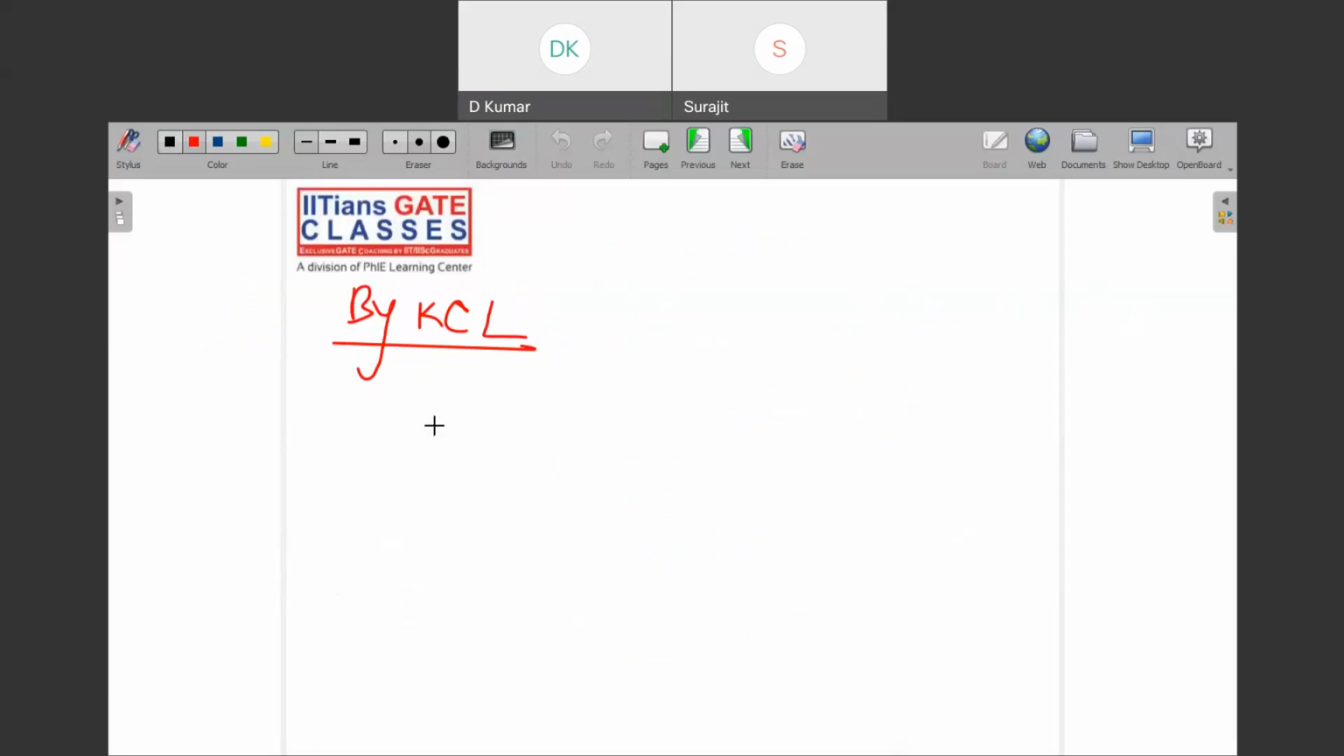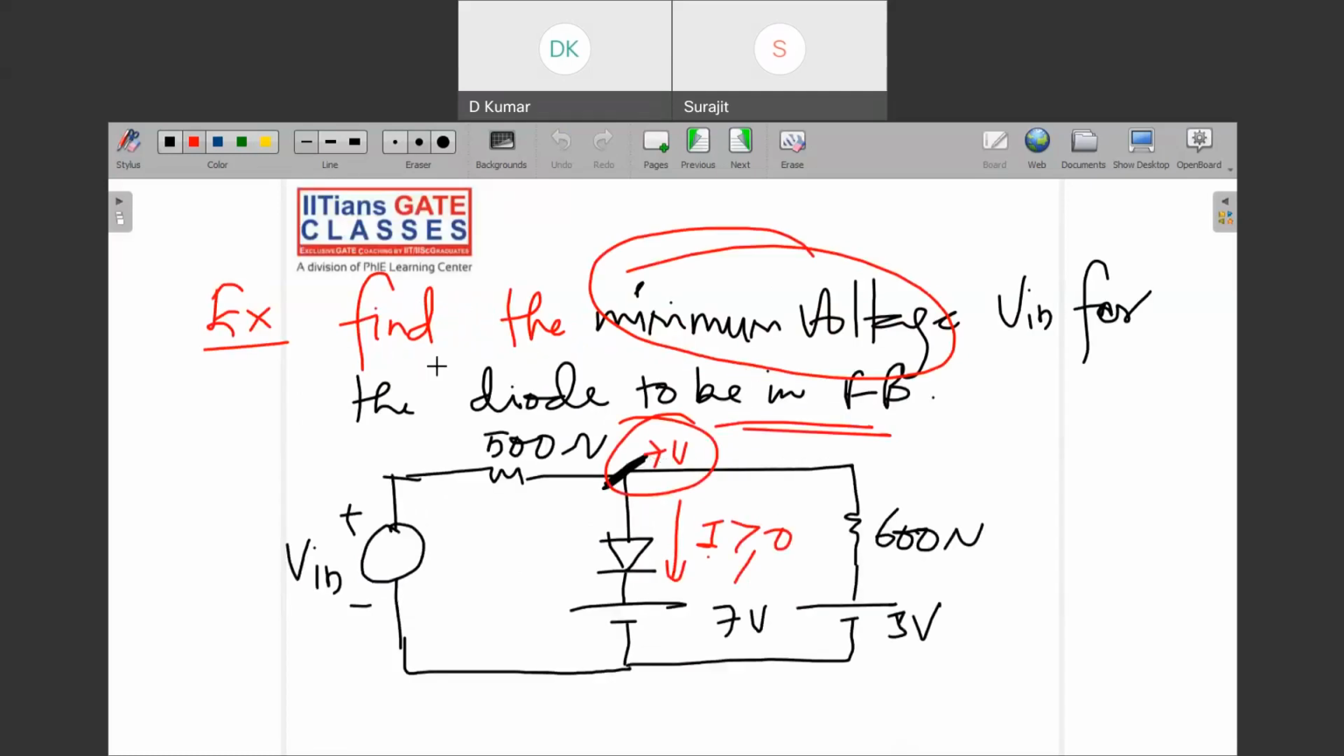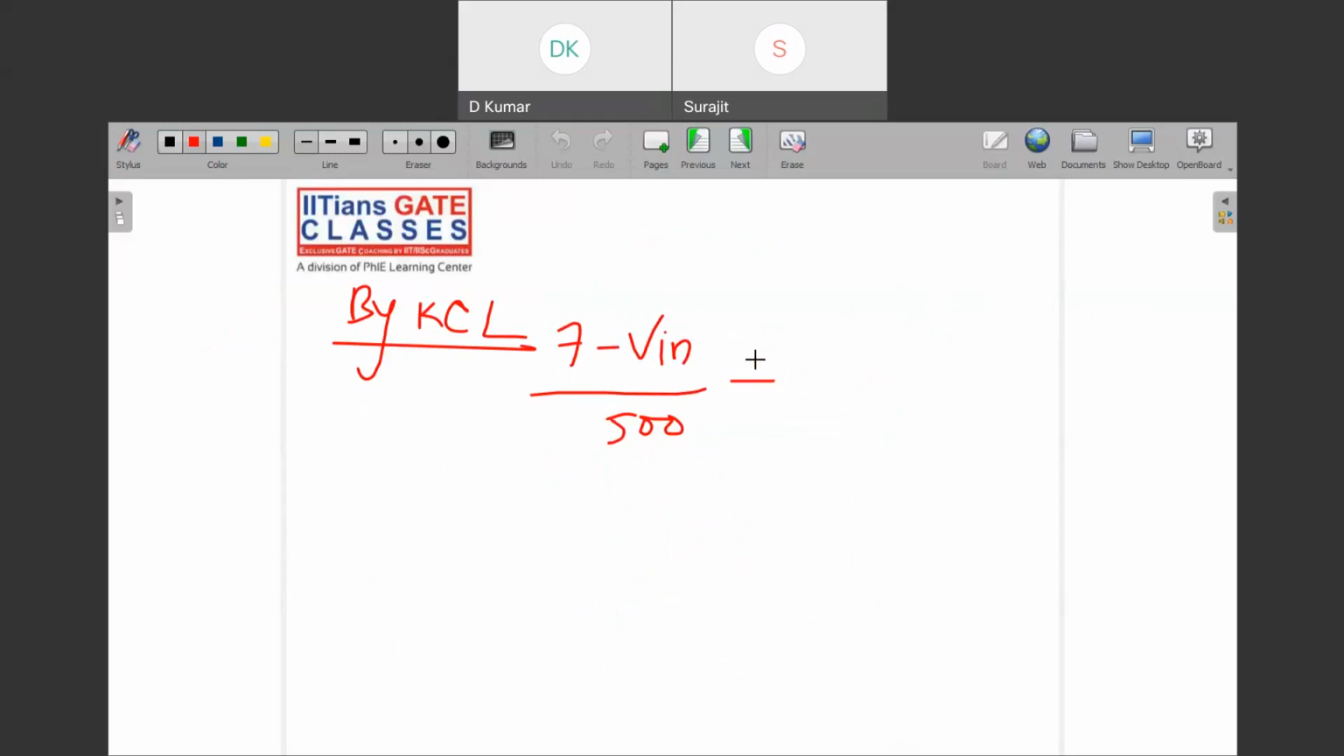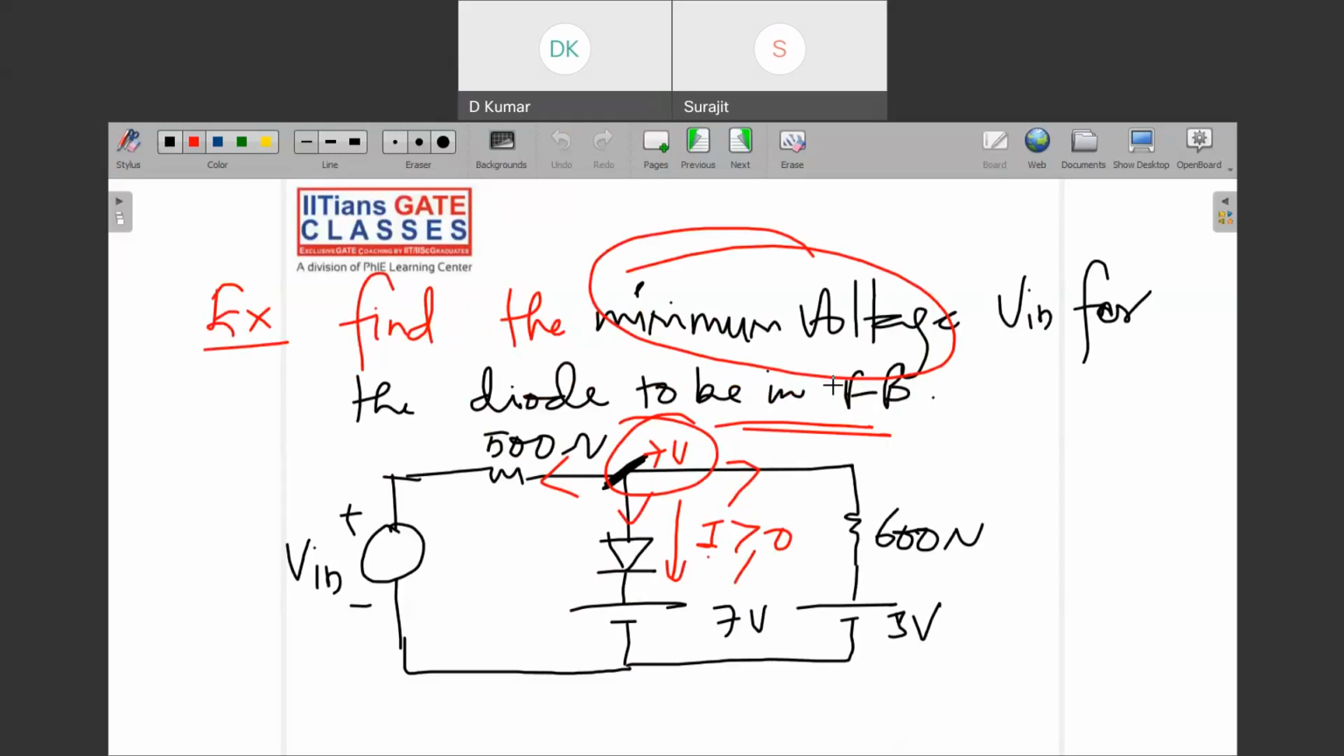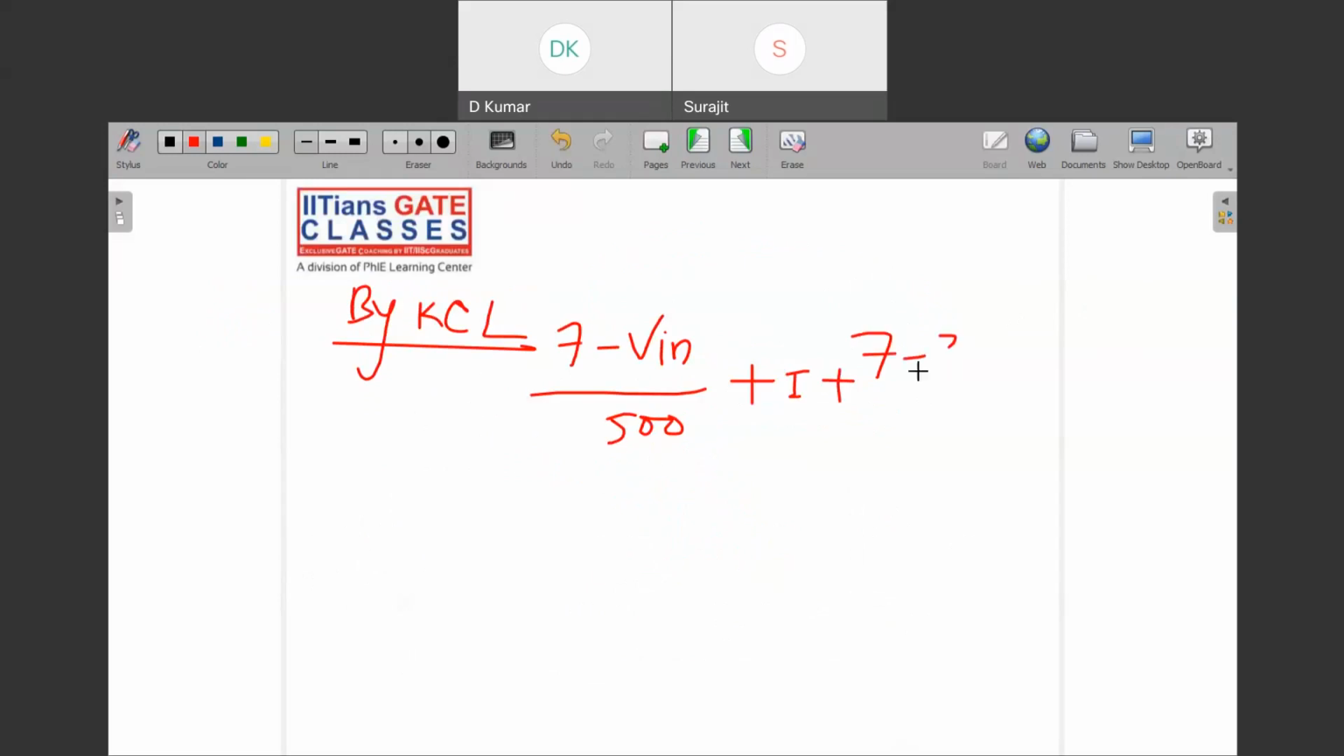So (7 minus V) by 500 plus, this is the current, everything is outgoing, right? So you can say this is plus I plus (7 minus 3) upon 600 is equal to 0.